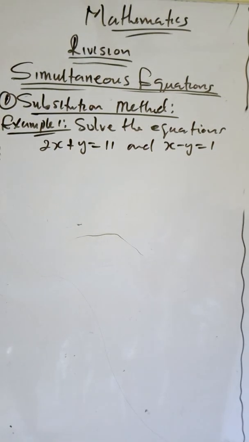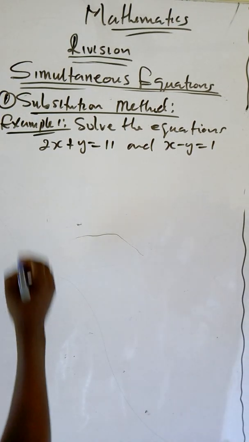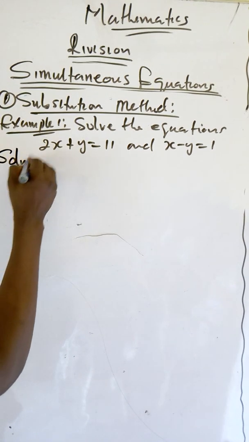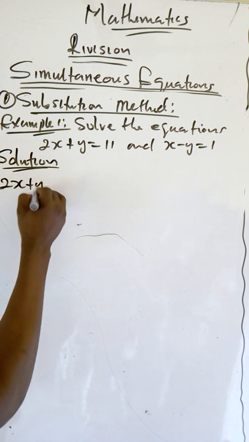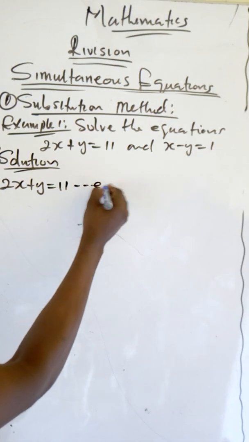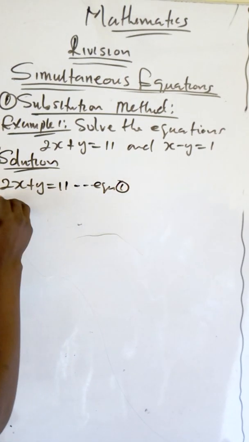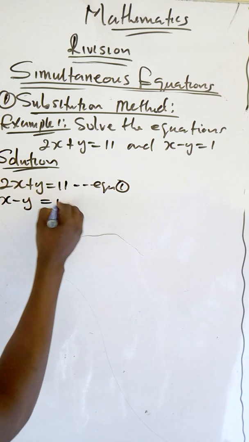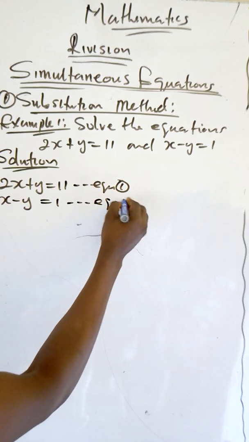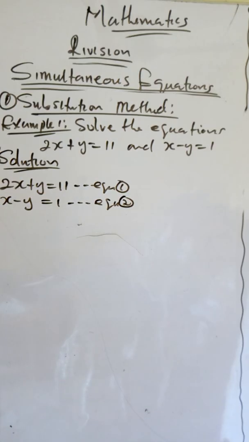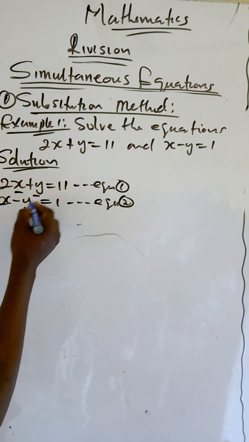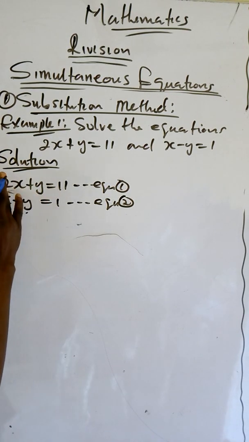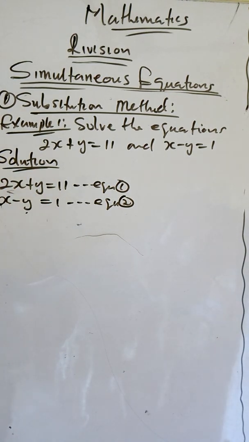So this is an example on the substitution method. Solution. The first equation is 2x plus y equals 11. We call it equation 1. The second equation is x minus y equals 1, equation 2. So look at the two. We have two variables, x and y. We want to solve them simultaneously. There are two equations, and we want to solve them simultaneously.